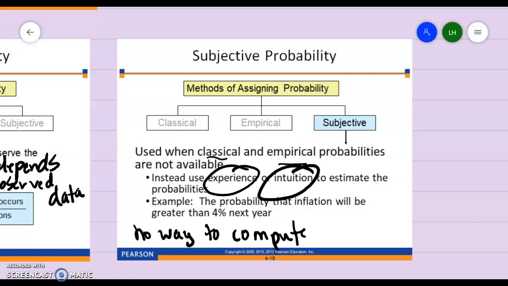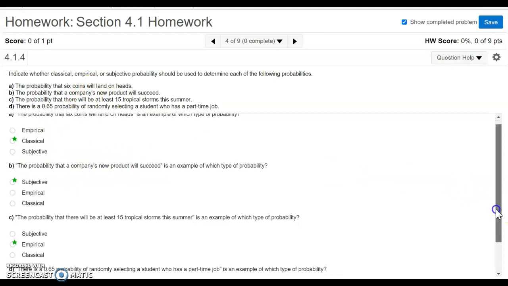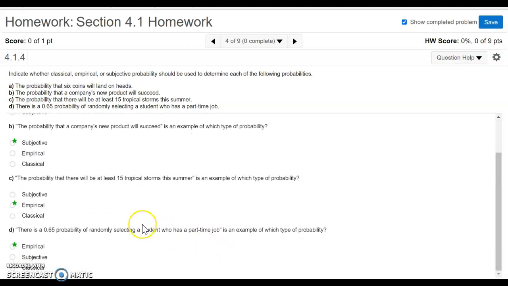Okay, so let's look at our homework problem. The probability that 6 coins will land on heads: we know that we can calculate this based on prior knowledge, so that's classical. The probability that a company's new product will succeed: there's no way to compute that, so that's subjective. The probability that there will be at least 15 tropical storms in the summer: this is going to depend on observation, or we're going to have to do an experiment and watch during the summer and see.